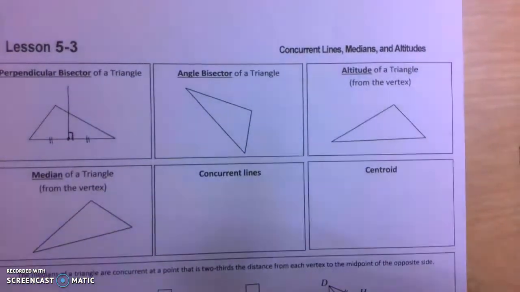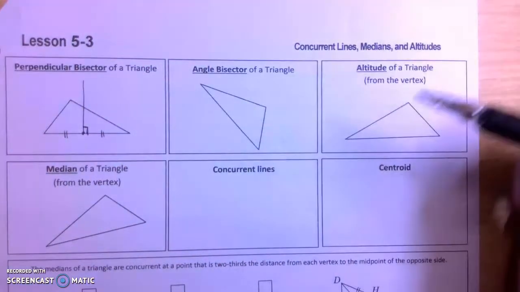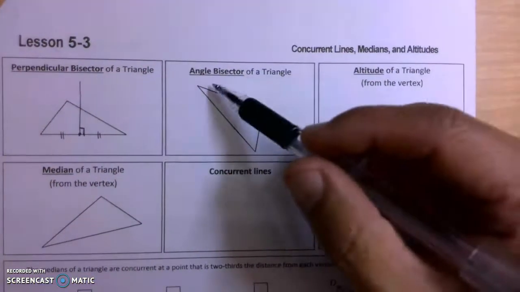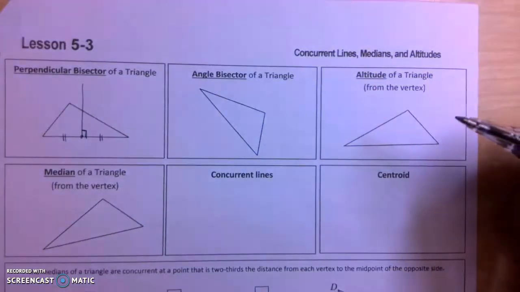Pay attention to the fact that it doesn't necessarily start from this vertex. There will be other type of terms that start from the vertex, but this is the perpendicular bisector there.